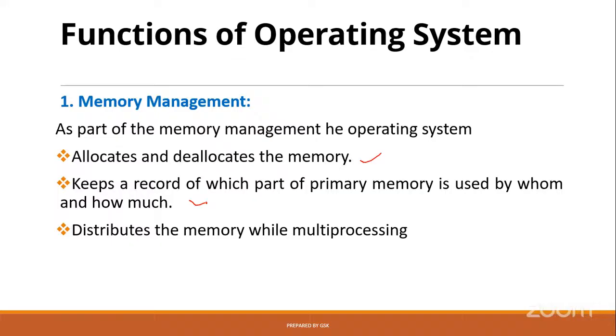And it distributes the memory while multiprocessing. As I covered, what is the meaning of multiprocessing? Multiple programs can be loaded into the memory. For that also, the memory has to be distributed. So all these are memory management relevant tasks. All these memory management tasks will be done by the operating system. This is one of the functions only. Like this, the operating system has to do so many functions, so many actions.